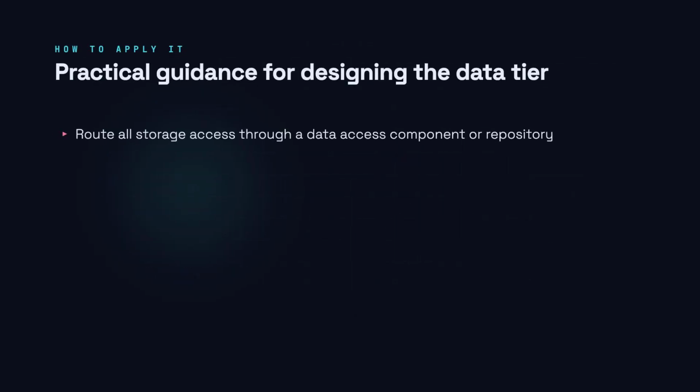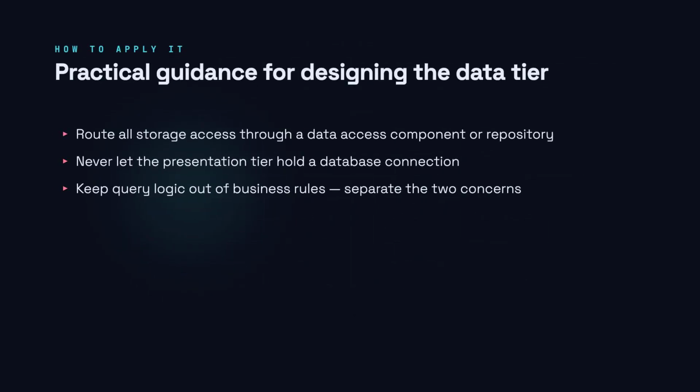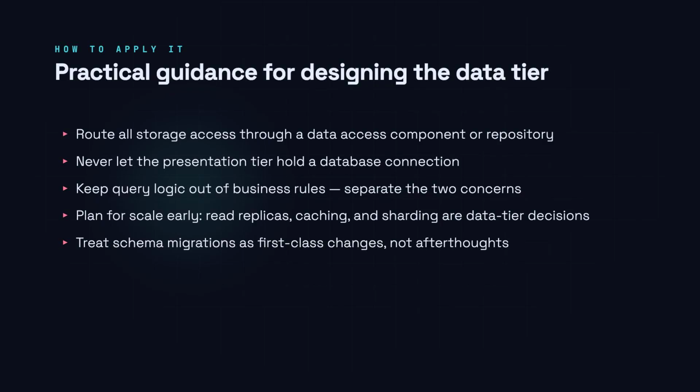In practice, the most important habit is routing every storage call through a dedicated data access component, often called a repository or data access object. This single rule prevents the coupling that makes systems brittle. Because the data tier is the hardest to scale, you should think about caching, read replicas, and partitioning strategies early, not after you hit a performance wall. And treat your database schema with the same discipline as your public API. Changes to it affect the whole system.